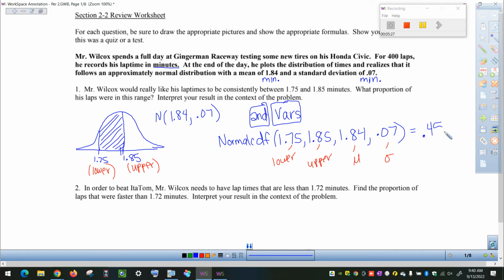That was 0.4575. You can keep it as a decimal if you want, or you can turn this into a percent. And we can see that 45.75% of the time, his laps were between 1.75 and 1.85 minutes.